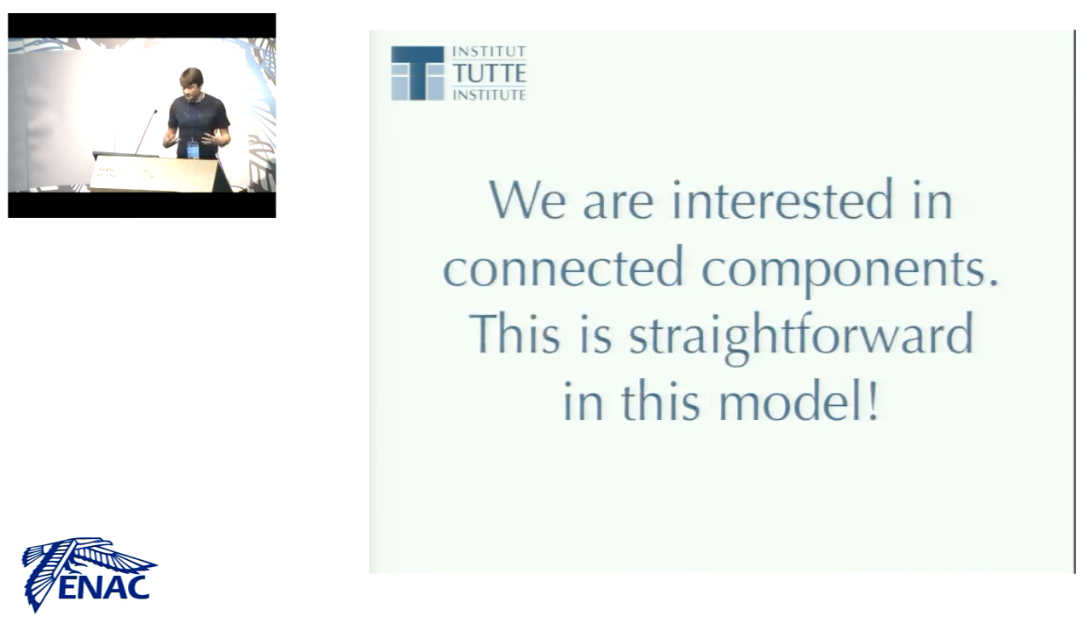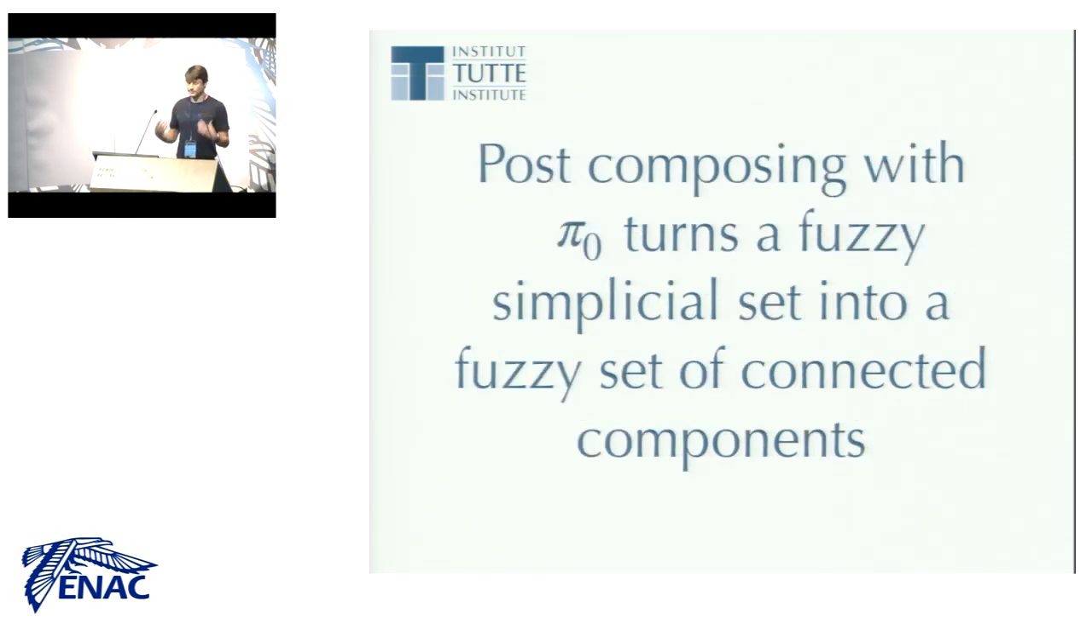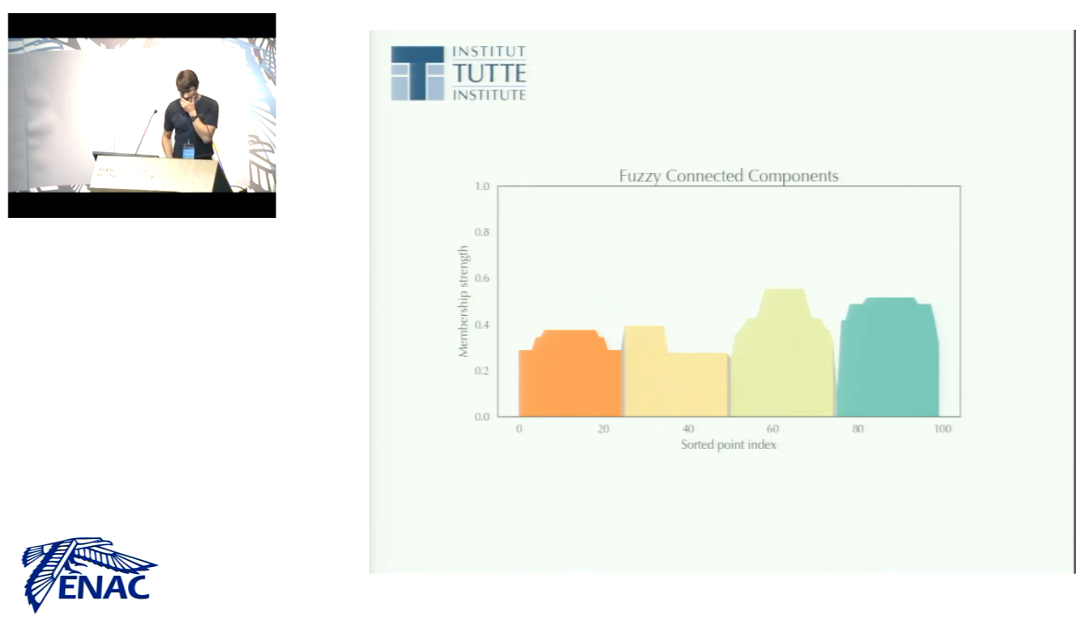So what we're ultimately, at the end of the day, interested in, though, is the connected components. And fortunately for us, that all of a sudden gets straightforward in this model. We're working with simplicial sheaves. So post-composing with pi naught, the connected components functor, turns a fuzzy simplicial set into just a fuzzy set of connected components. It just goes through naturally. It's one of those weird things. And so we can then sort of sort the points according to the range in that fuzzy connected component set. And you can pull out the clusters from that in a really straightforward fashion.